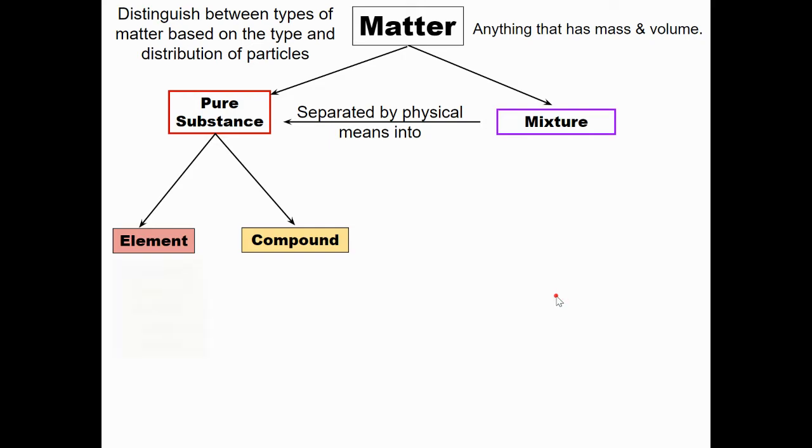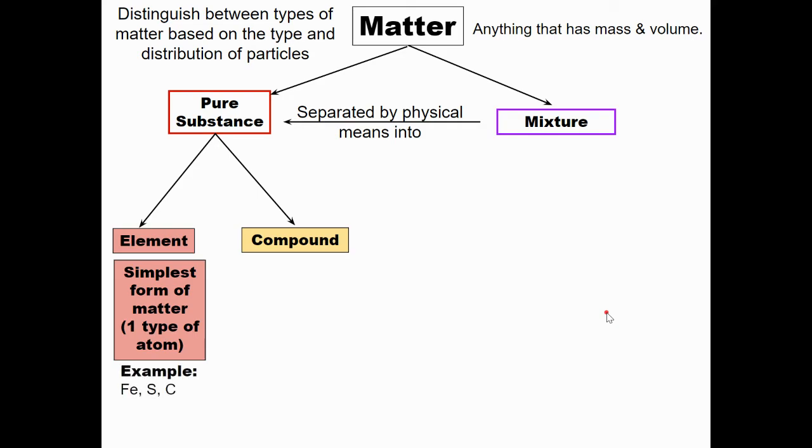So elements, which we've talked about a little bit before, are our simplest form of matter, and they're made up of just one type of atom. It still could be that we have two of the same atom together. That's, for example, what happens in oxygen. The oxygen that we breathe is actually two oxygen atoms bonded together, but it's just one type of atom. Some other examples would be things like iron or sulfur or carbon. Really, any of those things that you see on our periodic table are examples of elements.